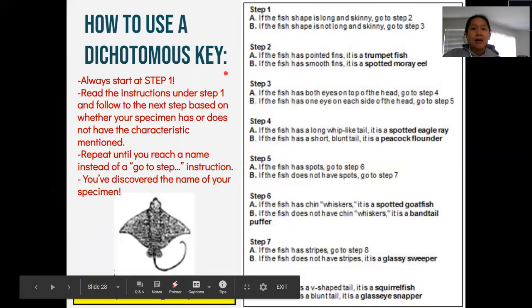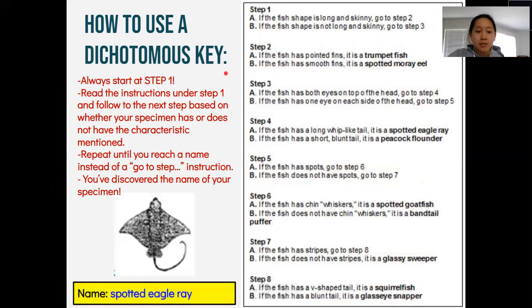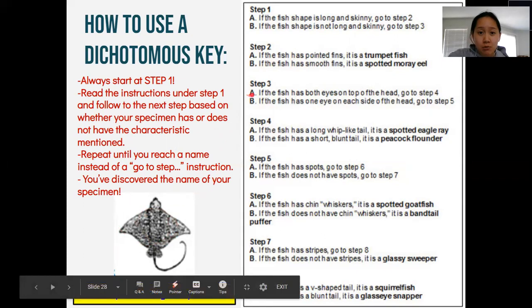So if I go ahead and follow through, the actual answer to the dichotomous key for this organism is a spotted eagle ray. Let me show you how I got there. In step one, it says, if the fish shape is long and skinny, go to step two. If the fish shape is not long and skinny, go to step three. Well, it doesn't look long and skinny to me, so I'm going to hop to step three.